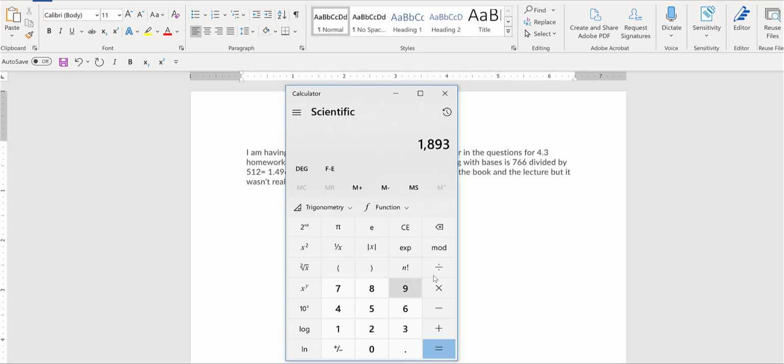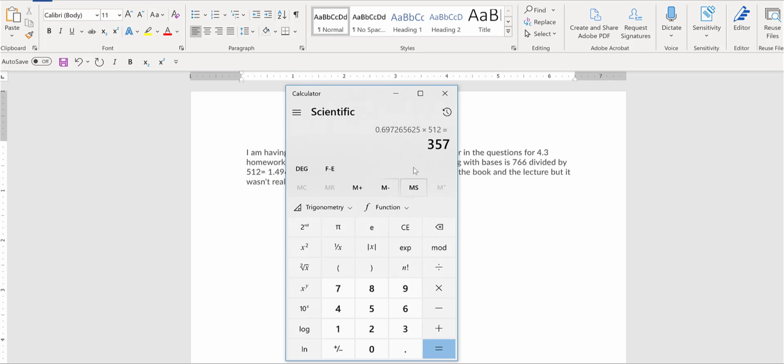1893, and divide by, again, let's do the 512. So I get 3, and there's my decimal. So I'm going to subtract the 3 and then multiply the decimal portion times the number that I was dividing by, and that would give me the remainder. And in this case, the remainder would be 357.